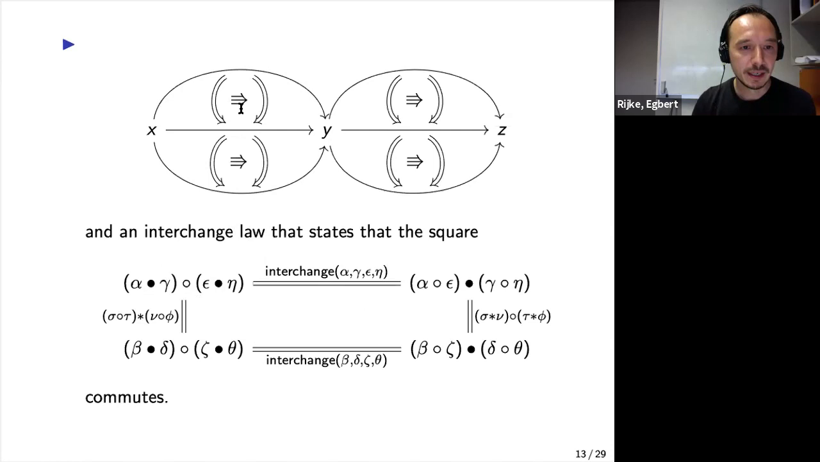I have sigma here, and tau down here, and I have nu and phi. First I horizontally compose this sigma and tau. So that's this composite. That is going to be a path from the concatenation of alpha gamma to this beta delta, and the same for this new sigma. It will go from here to there.